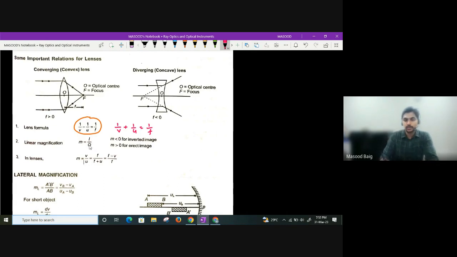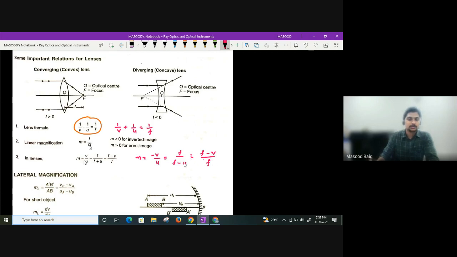Also, in case of lenses, magnification is given as v by u. You need to remember these. However, the derivation parts we cannot see, as I've already discussed yesterday. Whereas in case of mirrors, it was minus v by u. Please tell me what it was in terms of focal length and object distance. For mirrors, I'm writing here: it was f divided by f minus u. And in terms of focal length and image distance, it is f minus v divided by f.